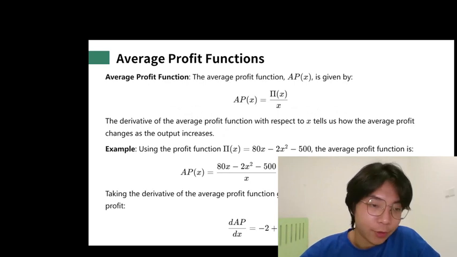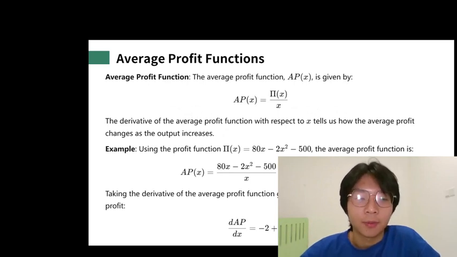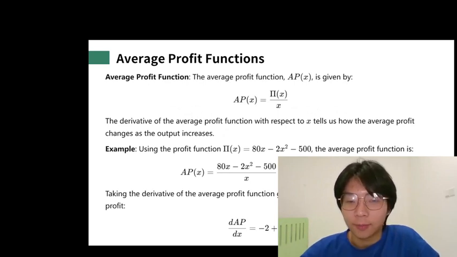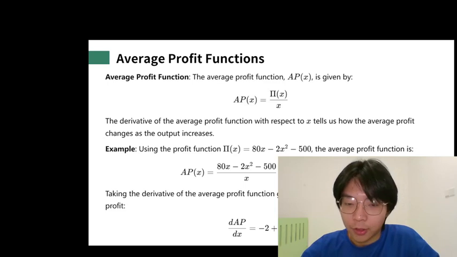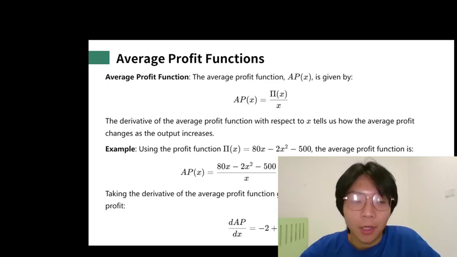the average profit changes as the output increases. For example, using the profit function, the average profit function is P(x) over x. Taking the derivative of the average profit function gives the rate of change of average profit.